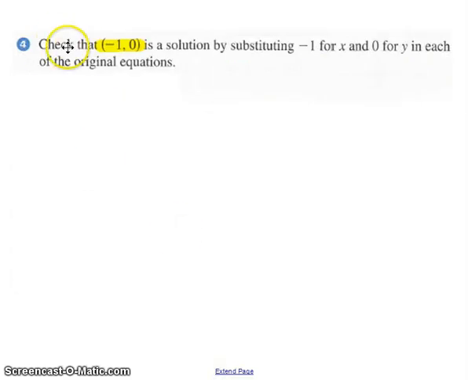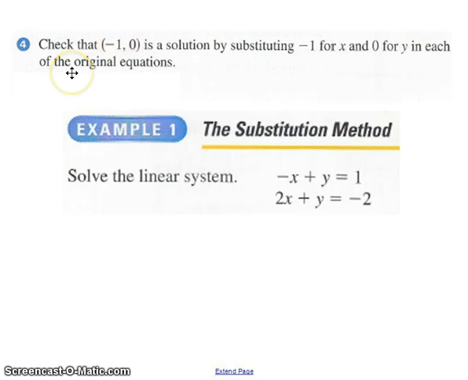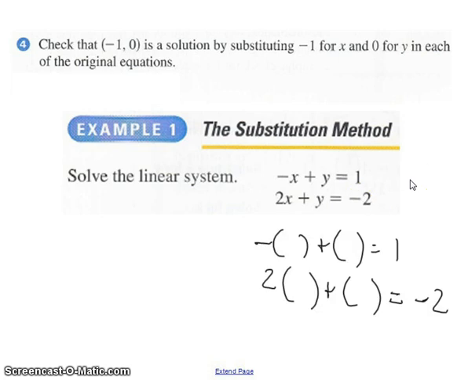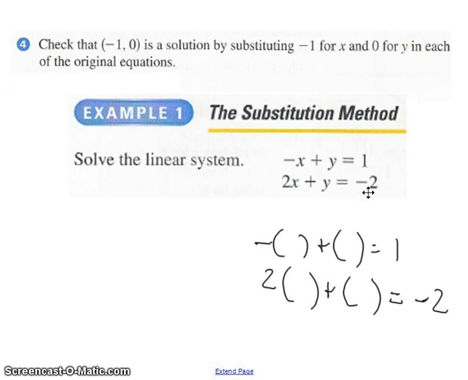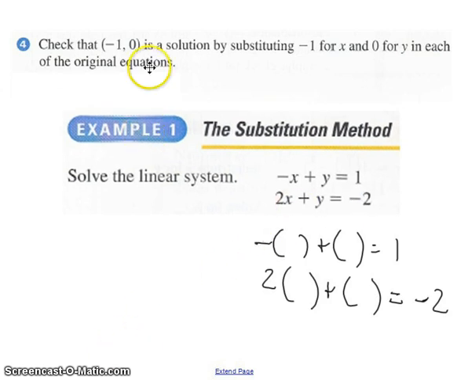But you can always check. You plug those back in. Remember, this was the system. Instead of writing it this way, I can write placeholder parentheses, and where I used to have x I can now write -1, and I can write 0 for y. That's what I've done here.